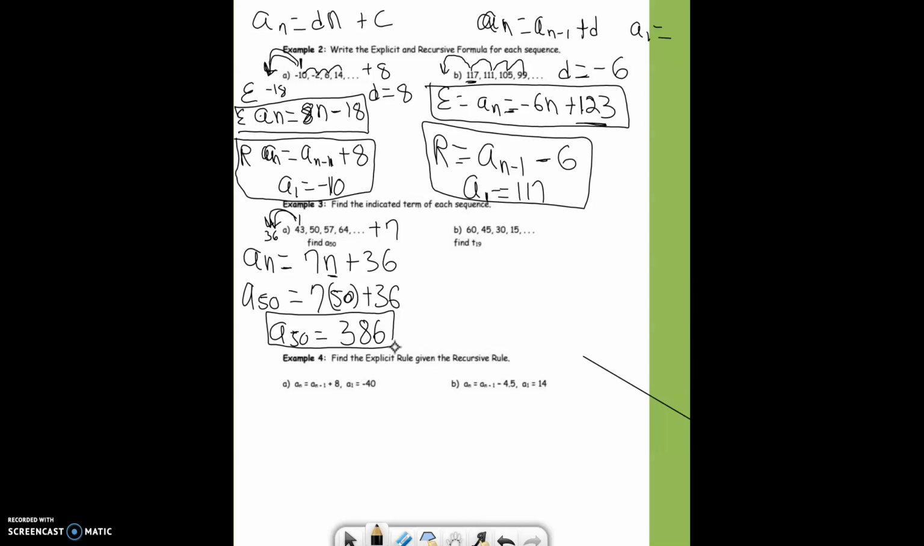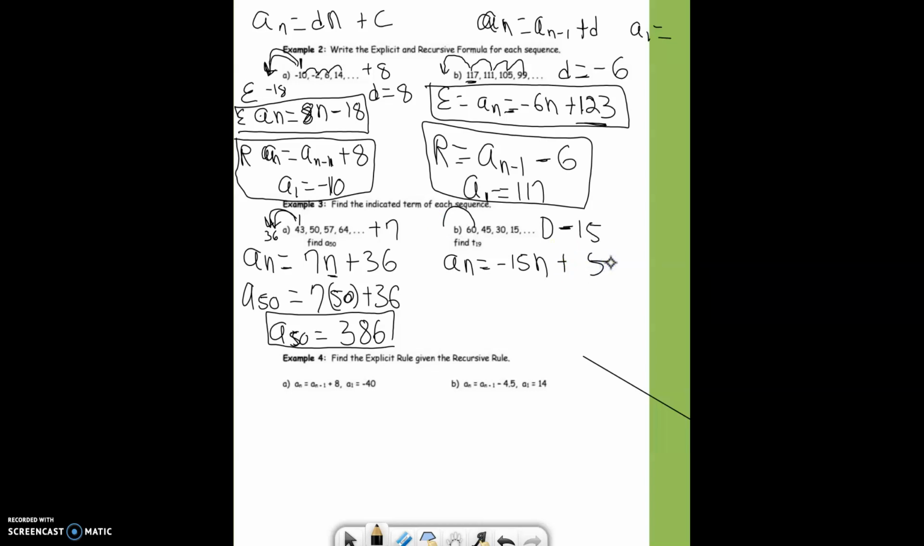Let's look at my next one. We are going down by 15, so my difference is negative 15. Let's get the formula first. That's going to be negative 15n. Now you remember, instead of going down, we need the 0 term, so we're going to go up 15. So 60 plus 15 would be 75.